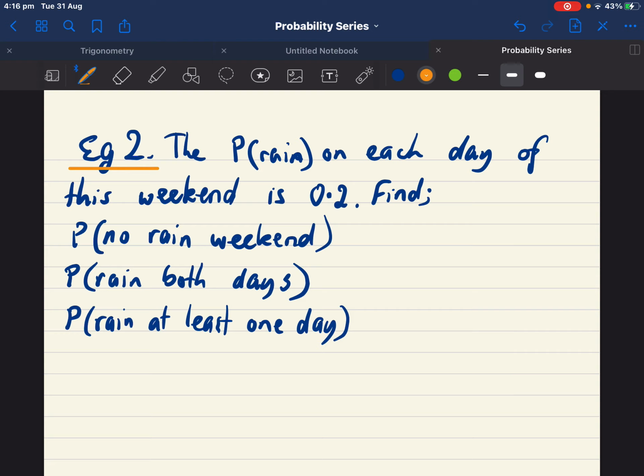All right, so this one here, let's have a look. The probability of rain on each day of the weekend is 0.2. So obviously we're in Australia, the likelihood of rain is always low. In actual fact, 0.2 is quite generous. Even right now, it just doesn't seem to be raining at all.